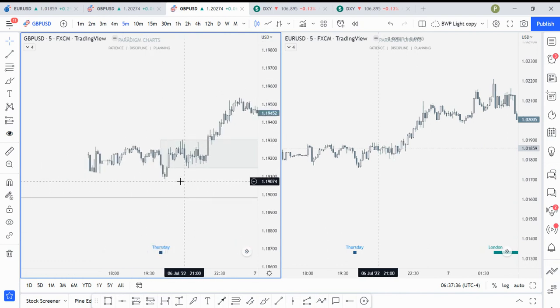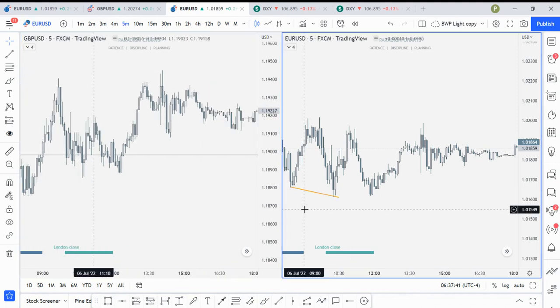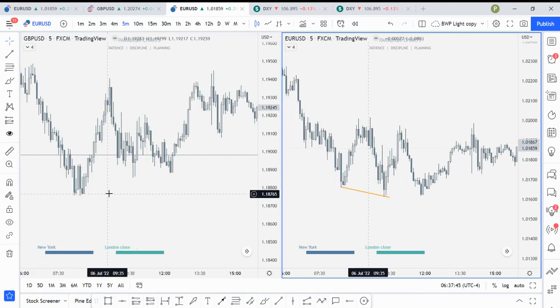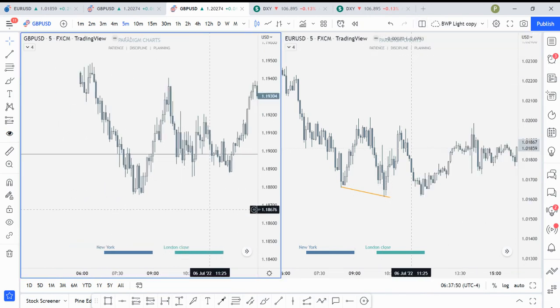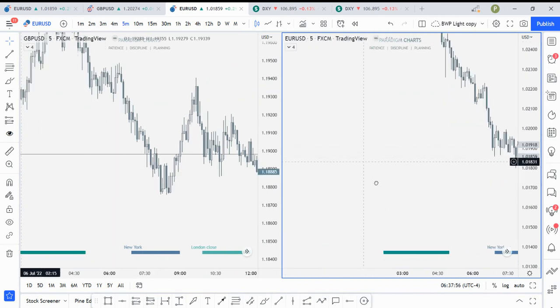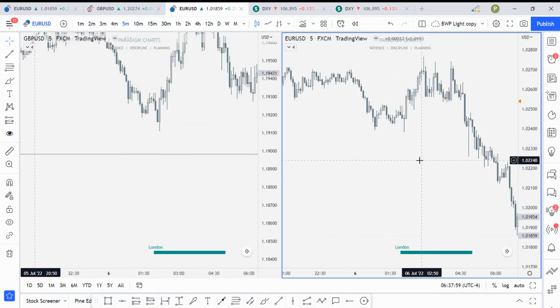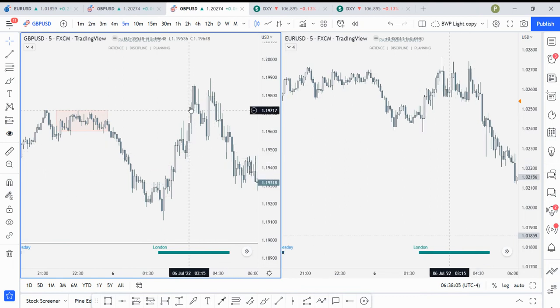And maybe one more example. This is another one right here. Another one. You can see that there's SMT.